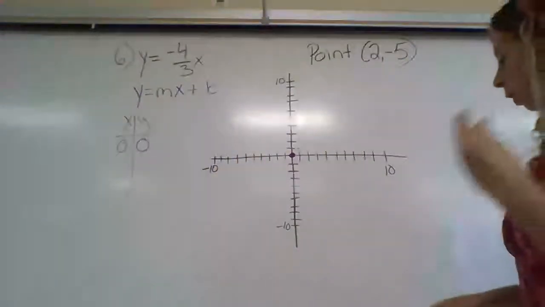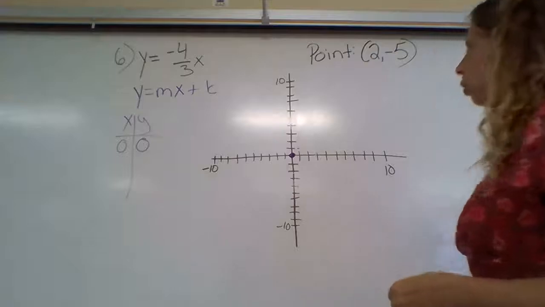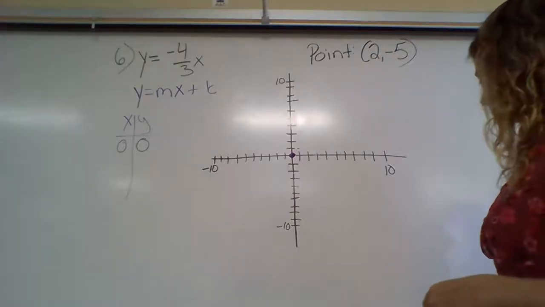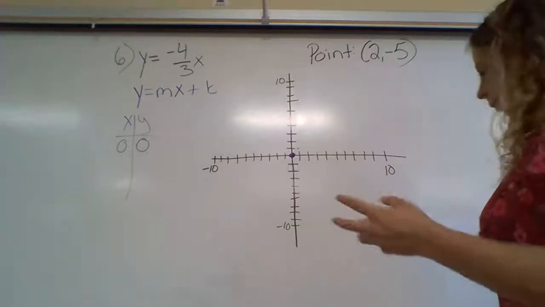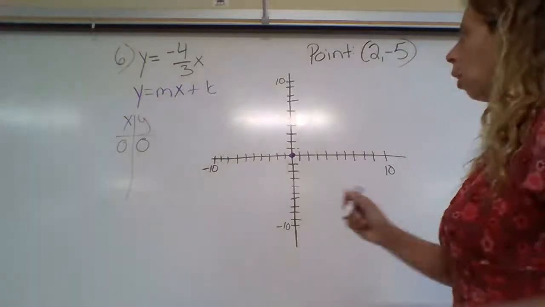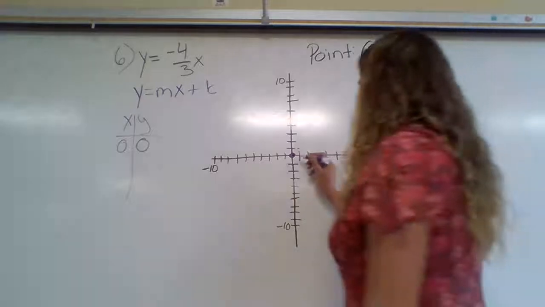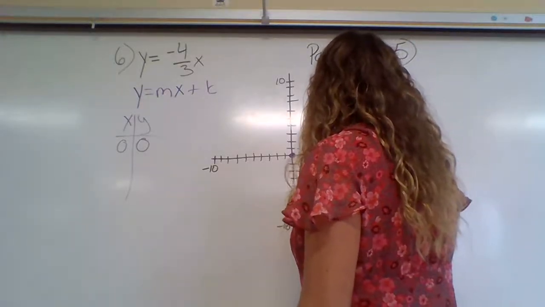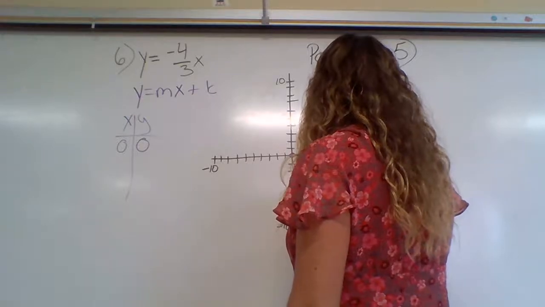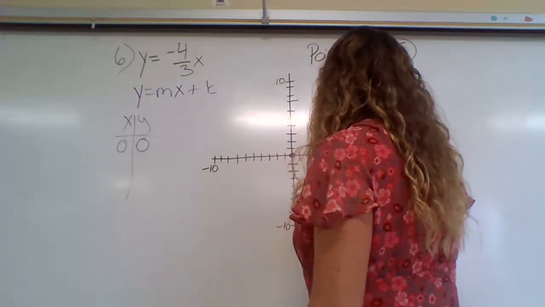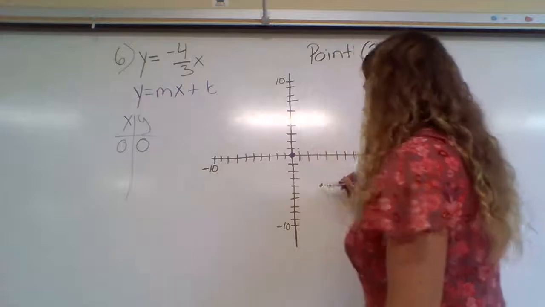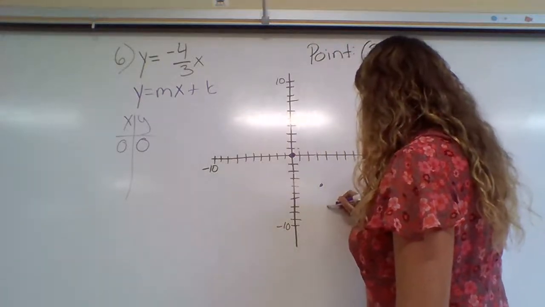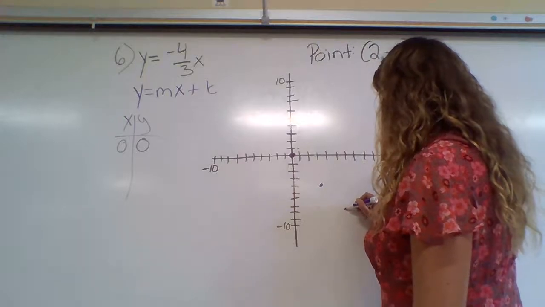Okay, now you can use your slope to graph the rest of your line. So your slope is negative 4/3. So you can go down 4 and then over 3 in the positive direction. So down 4, 1, 2, 3, 4, and then over 3, 1, 2, 3. Like right there. And then we'll do that one more time. We'll go down 4, 1, 2, 3, 4, and then over 3, 1, 2, 3, like right there.